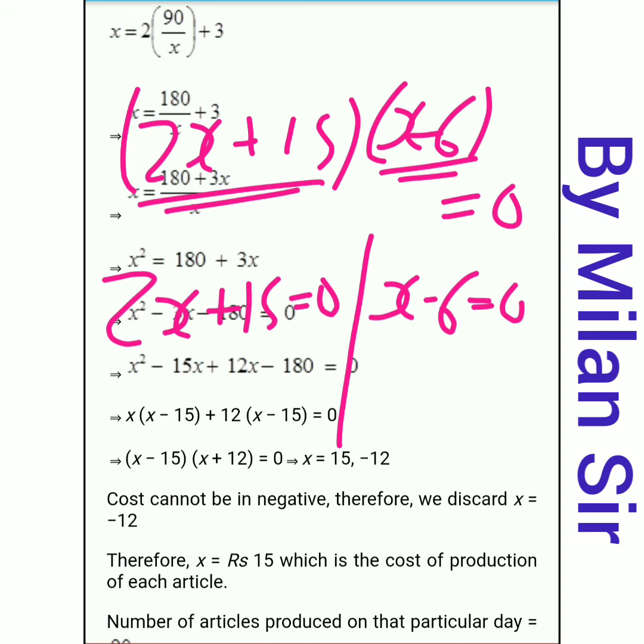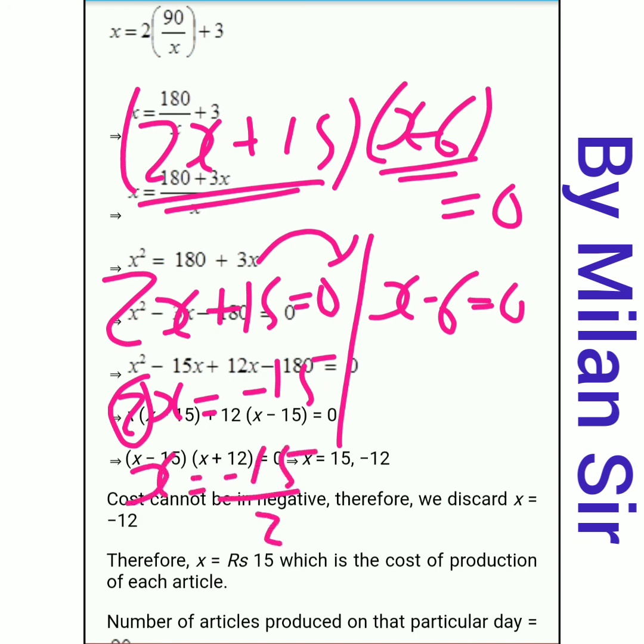Now for finding x, transfer this 15 to the right hand side, so it becomes negative, and we also need to transfer this 2 to the right hand side, so x is minus 15 by 2. And in the second case, if we transfer this minus 6 to the right hand side, it becomes plus 6. So here we get our two answers, x is equal to minus 15 by 2 and x is equal to 6.